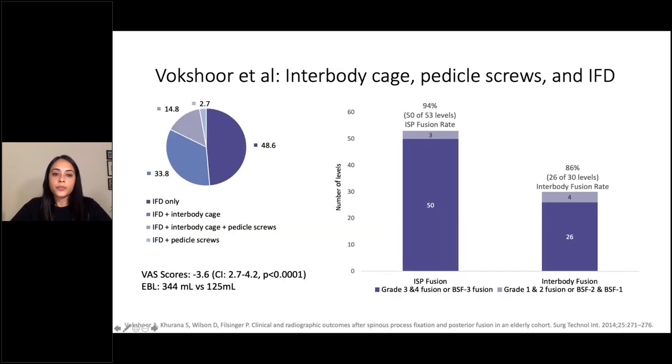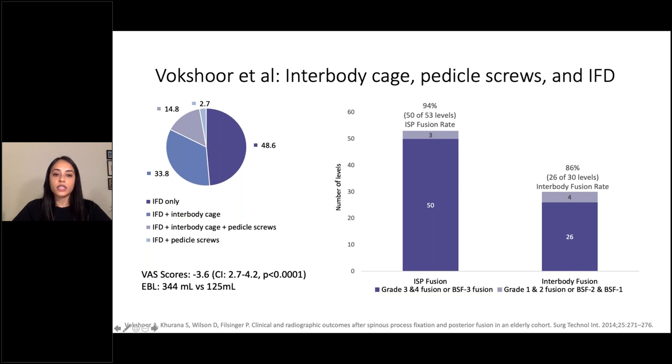Next slide. Another study that looked into fusion rates was this retrospective study of 86 elderly patients, the mean age was 67 years, that looked at interspinous fixation with the ASPN device for patients with spinal stenosis, degenerative disc disease, scoliosis, or spondylolisthesis. While 48% of these patients underwent interspinous fixation alone, some patients also had a combination of unilateral pedicle screw fixation and/or interbody fusion, either by transforaminal, anterior, or lateral approach.